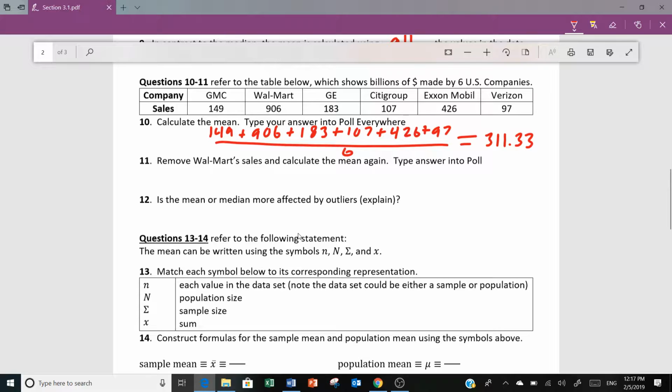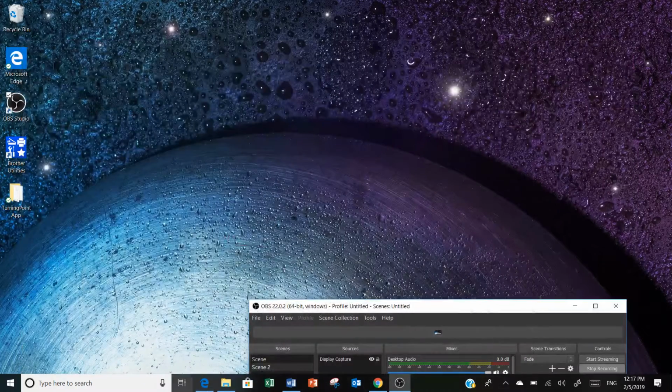Remove Walmart and see what happens. And, okay, we can do the Poll Everywhere thing.